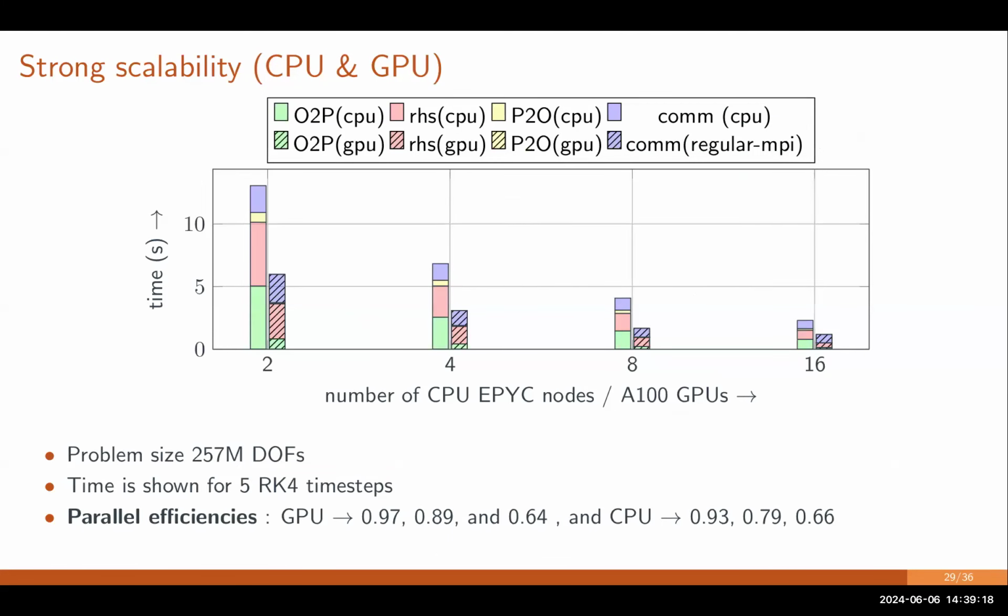And this is basically the strong scalability. Lonestar is not a large GPU cluster, so we could go up to 16 GPUs, the maximum that we could use in that cluster. This is the time for 5 RK time steps, and these are the parallel efficiencies of the strong scaling study.